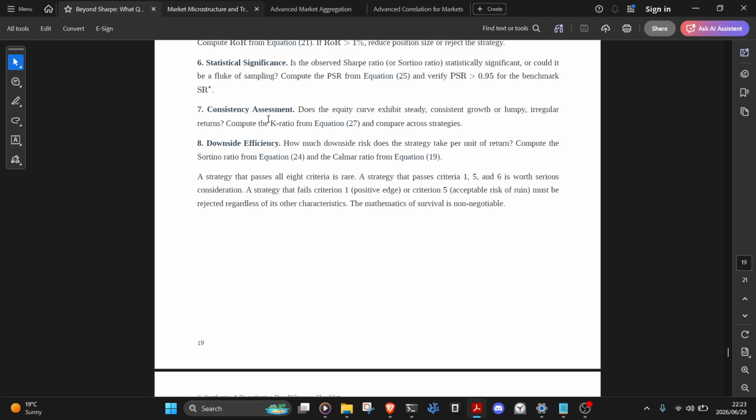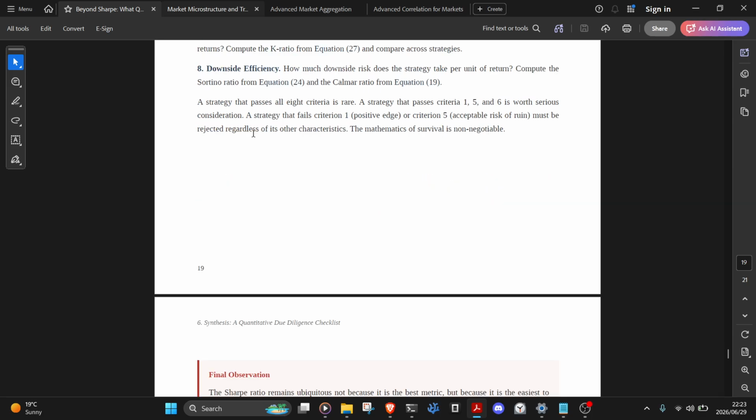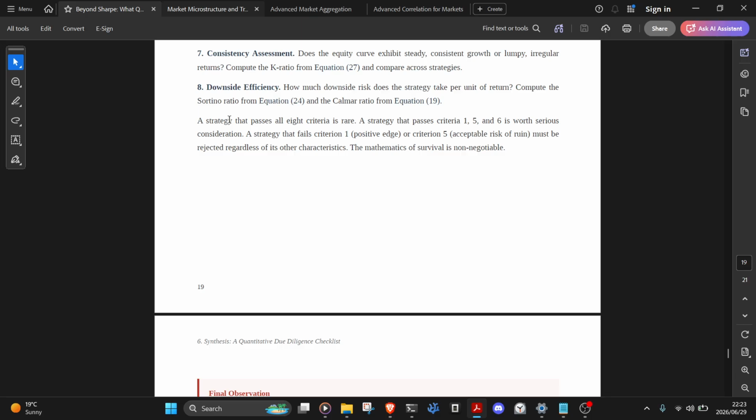But let me stop yapping on. Let me get back to the document. A strategy that passes all 8 criteria is rare. A strategy that passes criteria 1, 5, and 6 is worth serious consideration.